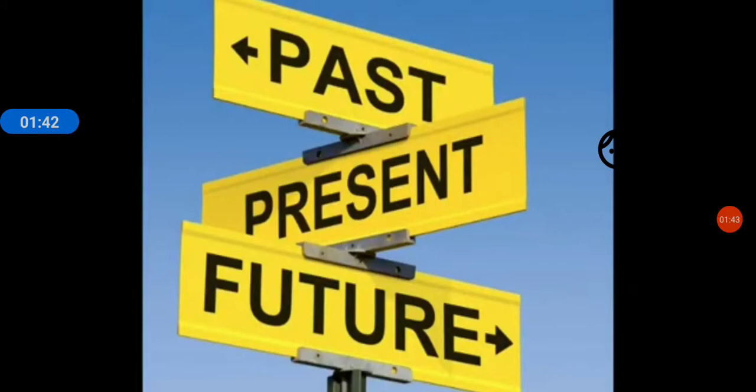Basically children, tenses are of three types: past tense, present tense, and future tense. Past tense indicates those actions which have already taken place in the past. Present tense indicates the time of those actions which are happening in the present. Future tense indicates the time of those actions which will take place in the future.